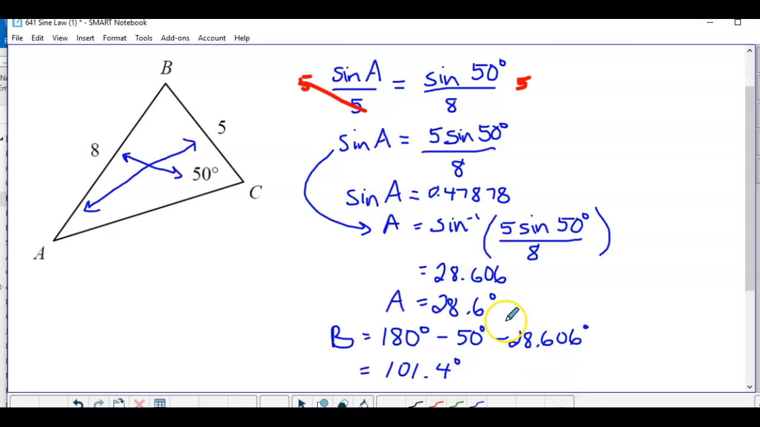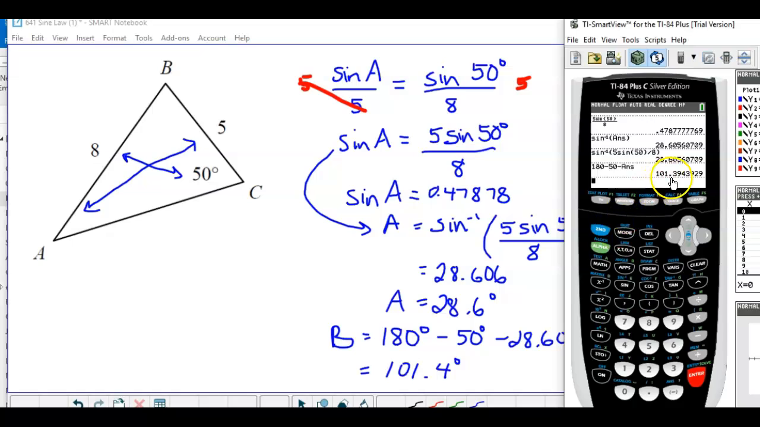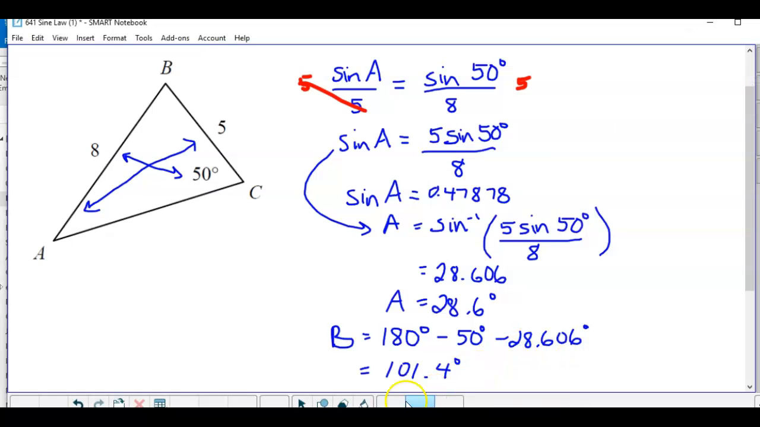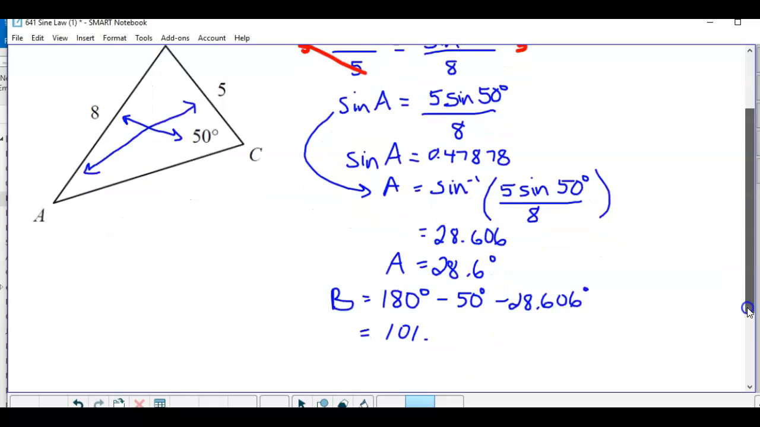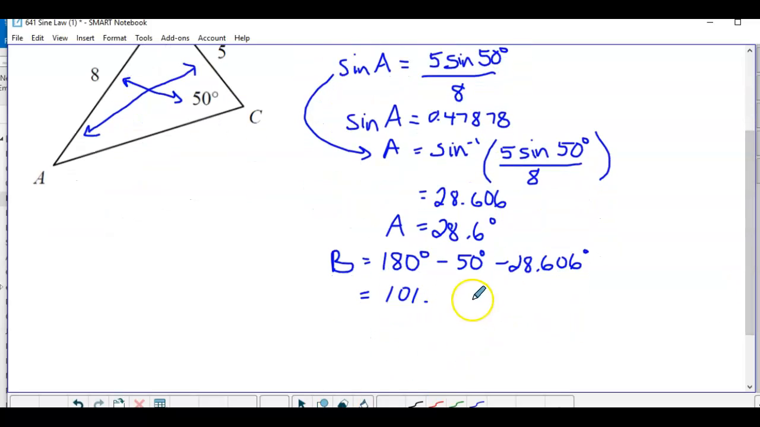Now saying that, here we need to use angle B in our calculation for side b. So I'm actually going to go back and put 101.394 in there, and then round it. So 101.394, and then my final answer 101.4 with a degree symbol. Okay, so we've got all the angles.